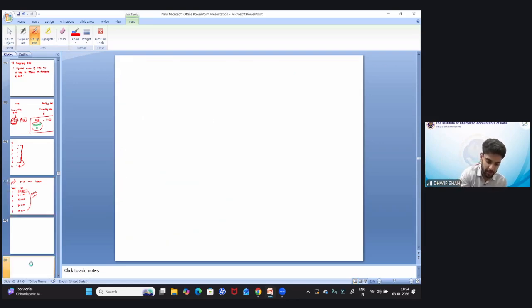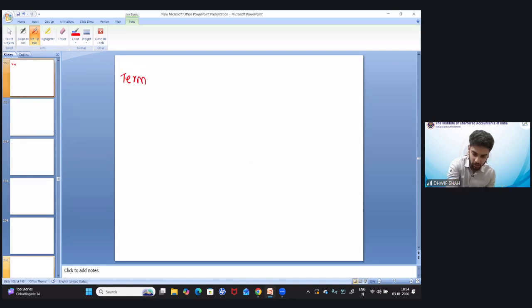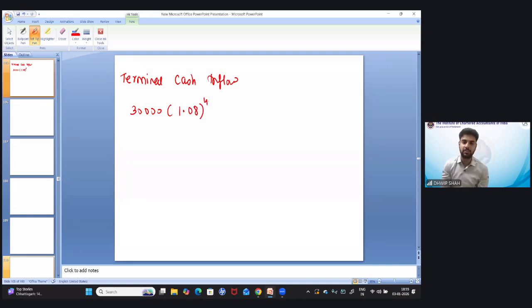Correct. So here I am writing total terminal cash inflows. Okay. So the 30,000 received at the end of year 1, can I say this would be reinvested for a further 4 years at 8%? Yes or no? So how much does this 30,000 become at the end of the fifth year? Are you getting this? Now it is present value to future value. 30,000 reinvested at 8% for a further 4 years.